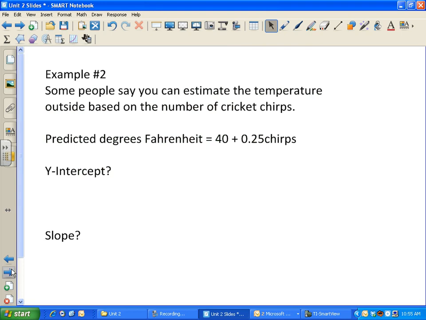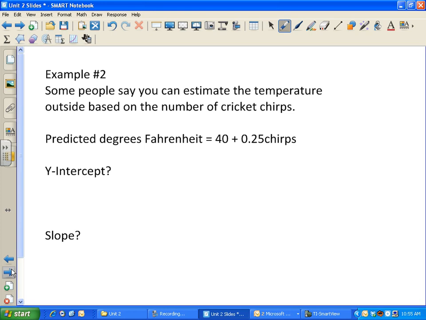So believe it or not, some people say you can estimate the temperature outside based on the number of cricket chirps you hear. So after doing this process of creating a scatter plot and a least squares regression line, I have this equation. The predicted degrees outside in Fahrenheit is equal to 40 plus 0.25 times the number of chirps I hear. Okay, it's real data, real data.